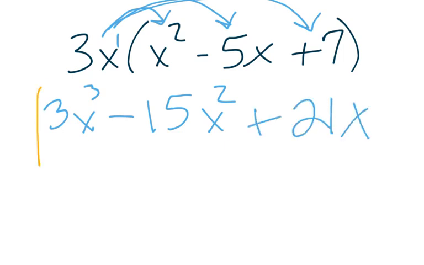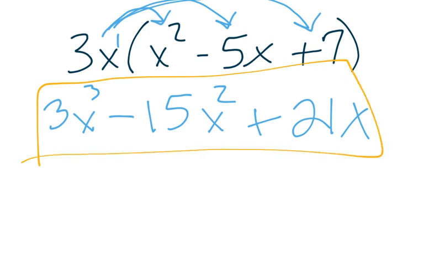Now this is your answer because we have x to the third, x squared, and x. All of your exponents are different. They are not like terms, therefore you cannot combine them.